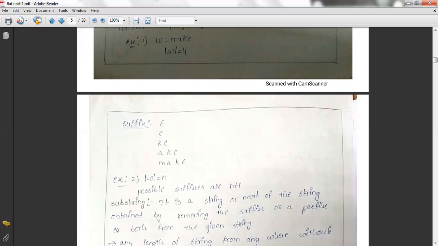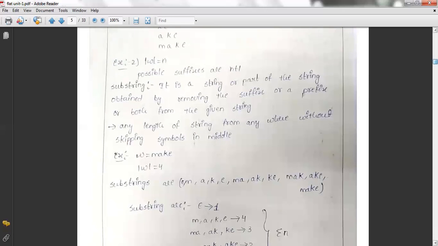First thing is epsilon, compulsory. The null string will be epsilon, and then E, KE, AKE and MAKE. From the RHS you are going to do. So here the length of the string is N, which means the possible number of suffixes is also N plus 1. So the possible number of prefixes is N plus 1 and the possible number of suffixes is also N plus 1.